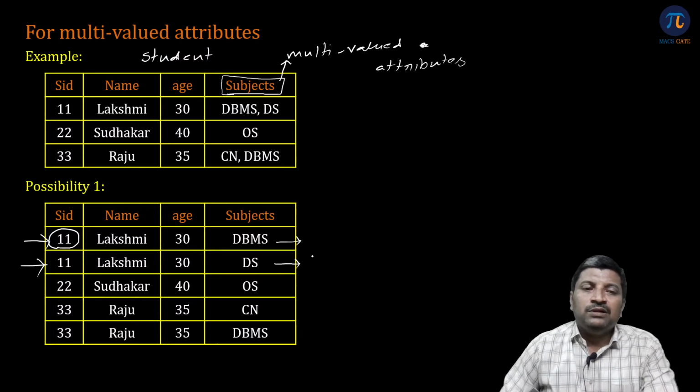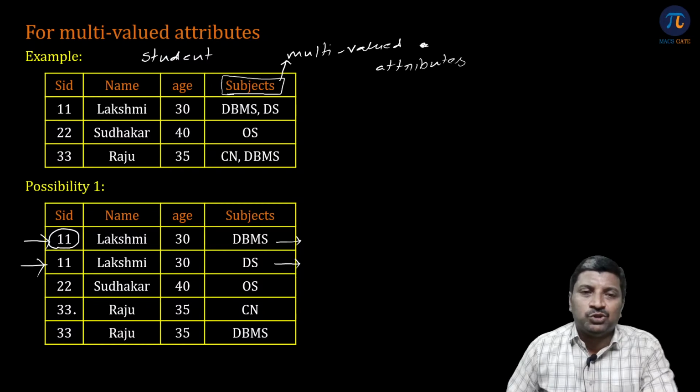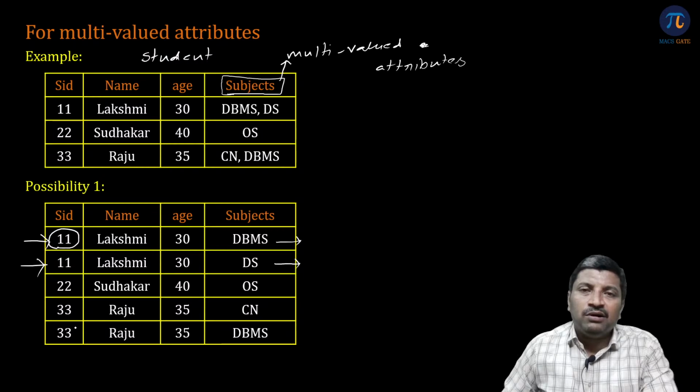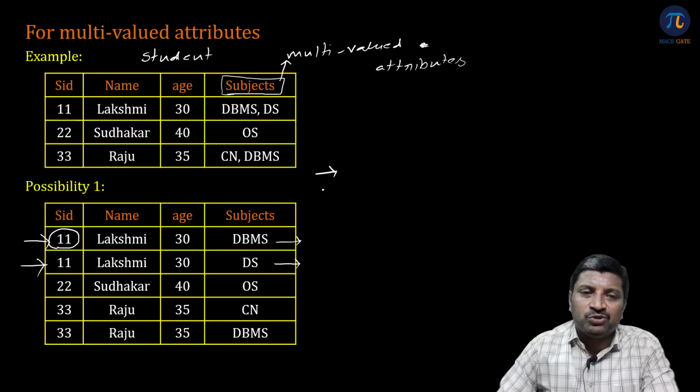Right? Similarly, the student Sudhakar registered only one subject. So I write the record for only one time. When coming to 33, Raju, he registered two courses. So I will write the record of Raju two times. Right? Then what are the key points we need to keep in mind?